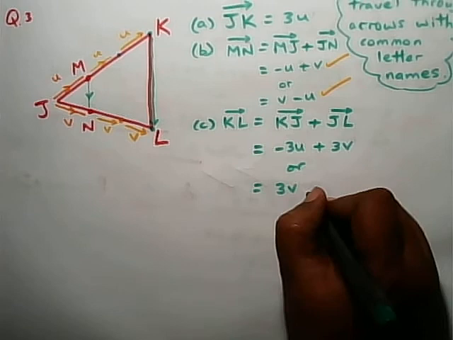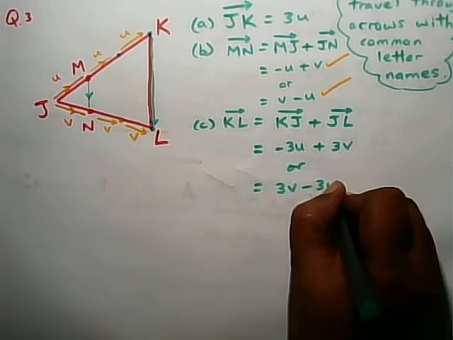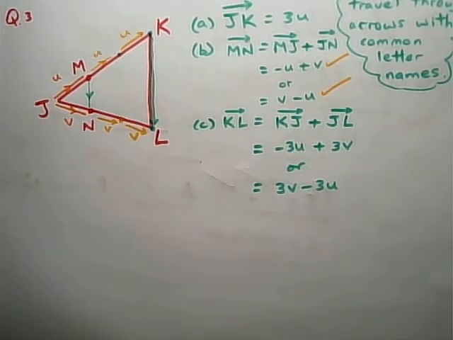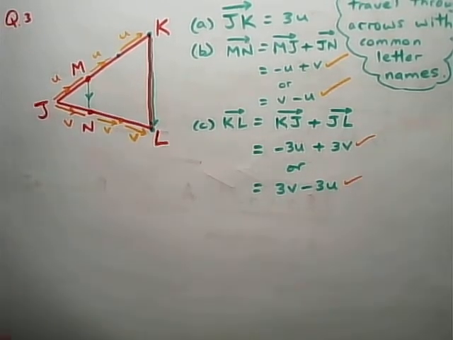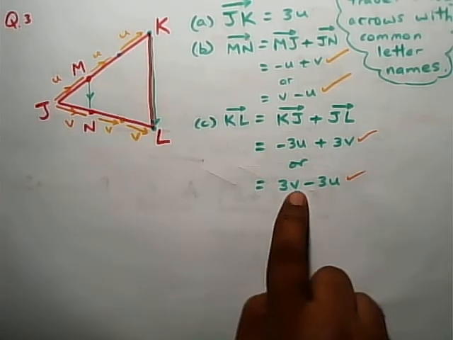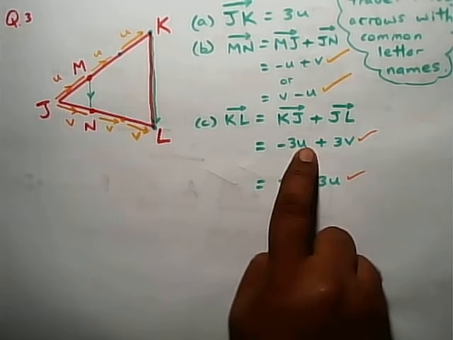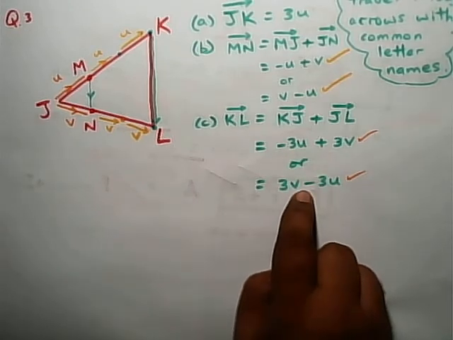Right, 3v minus 3u. Two possible answers. You could write it like this, or you could write it like that. Okay. Well, I find this one looks a little friendlier than that. That looks a bit clunky. So I'm going to go with this.